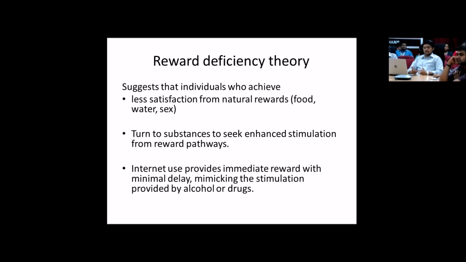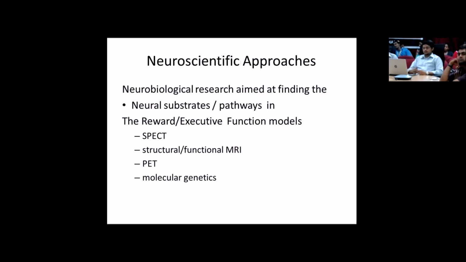And hence, these are individuals who are deficient in rewards, and hence they start using the internet excessively. So some neuroscientific approaches would be to understand the reward and executive models, brain functioning models. I have briefly covered some of the studies. I will not present a comprehensive view, but some major highlights.